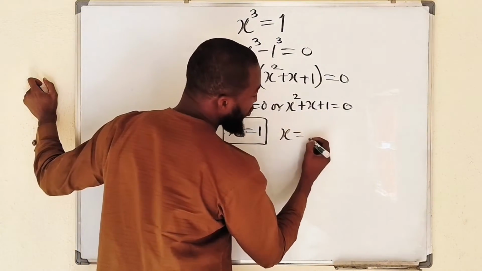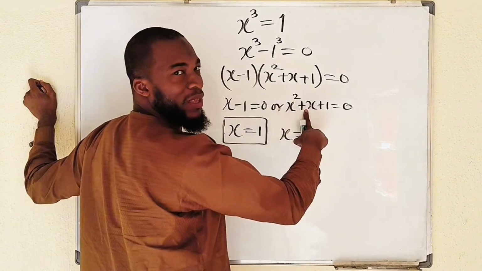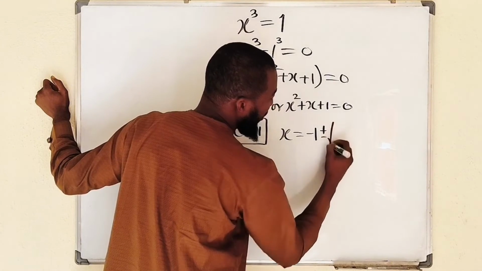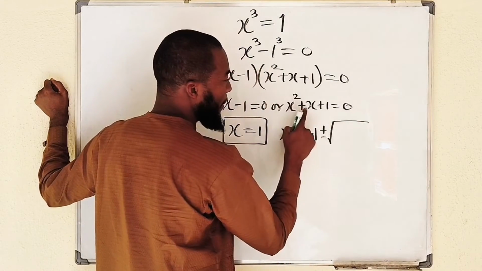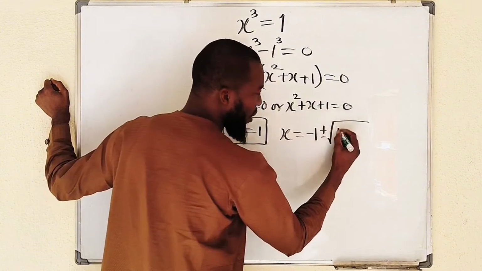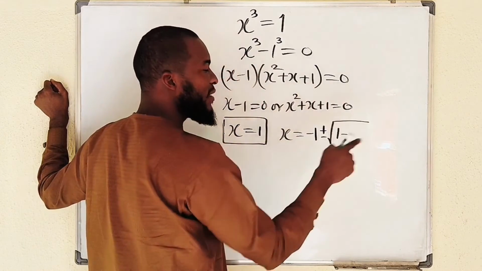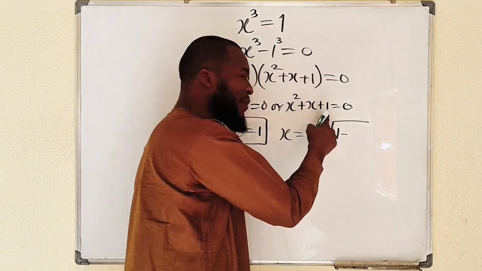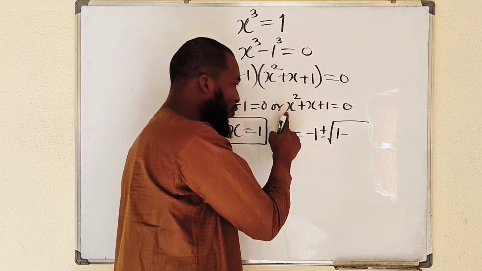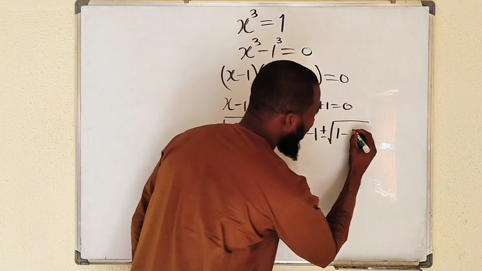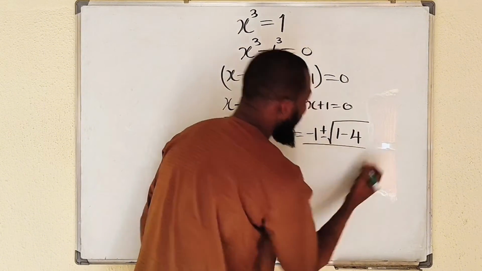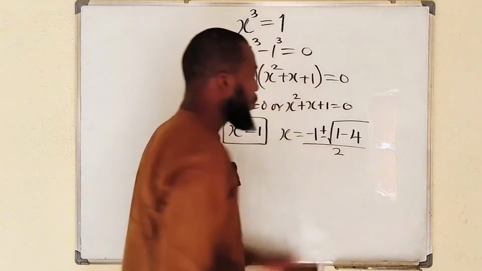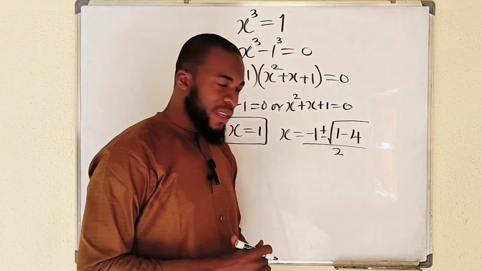X will be equal to minus b. B is the coefficient of x, so minus 1, plus or minus the square root of b squared. B squared, 1 squared is 1, minus 4ac. 4 times the coefficient of x squared times the constant. 4 times 1 times 1 is 4. So we have positive 4 here. Divide by 2a. 2 times the leading coefficient, 2 times 1 is 2. 1 minus 4 is negative 3.